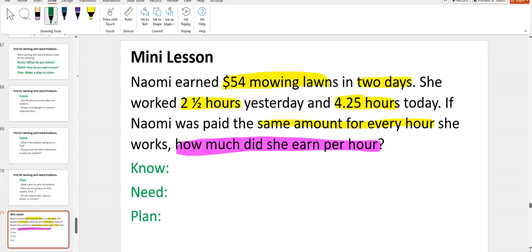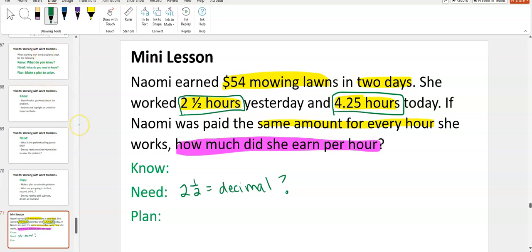Okay, because this number here is in a fraction form and this number here is in a decimal form, we're going to want to turn them to the same format. So we actually do need to know what 2.5 is as a decimal. You could turn all of these into fraction format and do them as fractions, but I think decimals are a little easier. So that's what we need to figure out first. Okay, and if you go back to our chart above, you'll know that 1/2 is 0.5, so this is going to be 2.5 hours for yesterday and 4.25 hours today.